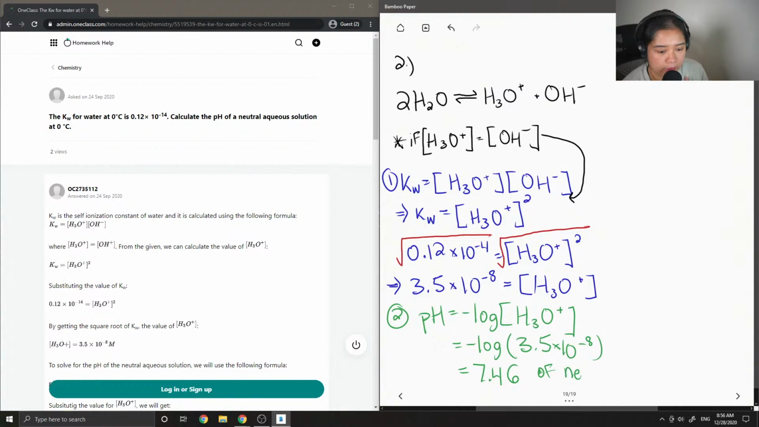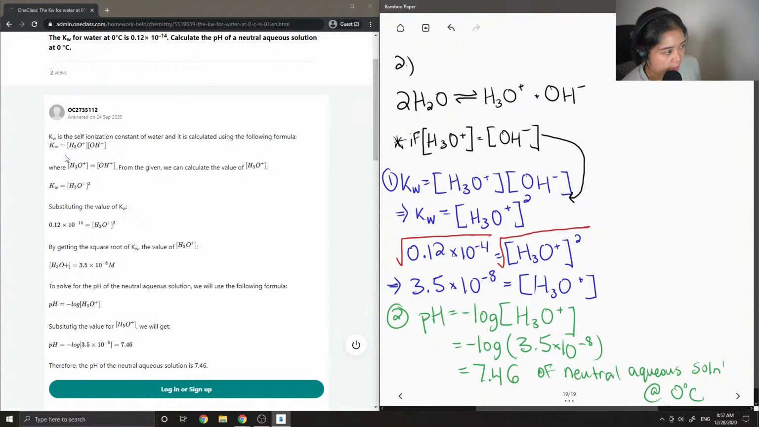Of a neutral aqueous solution at 0 degrees. Okay, so let's see what the junior tutor said.